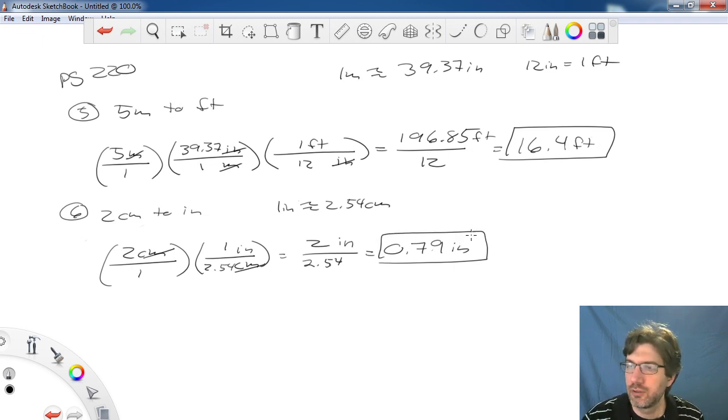Alright, for page 220, should we write the conversion factors next to the answer? No, you don't have to write the conversion factors next to the answer, just throw in the answer. Your conversion factors are all given to you, so go for it.